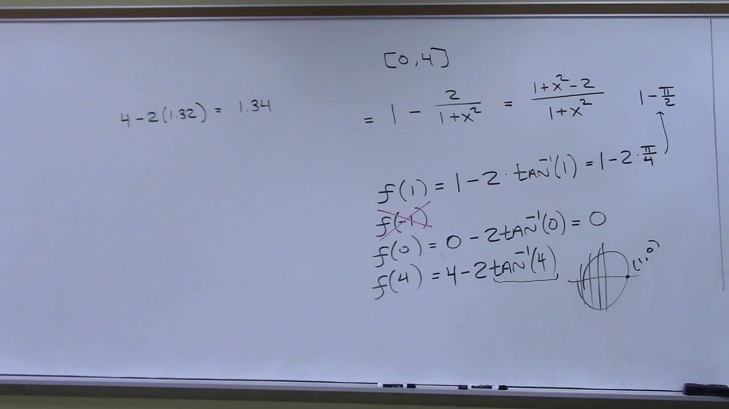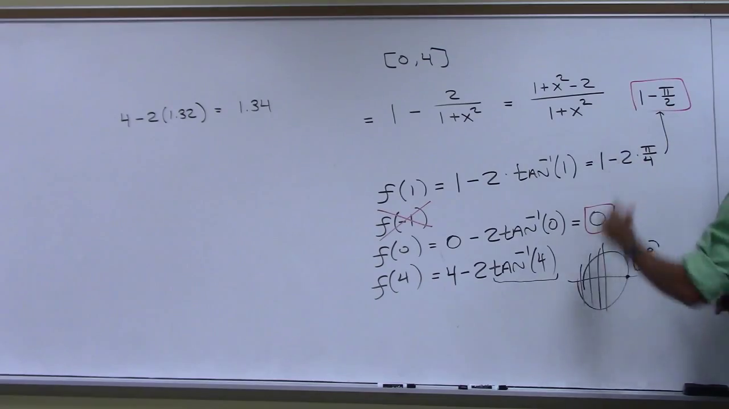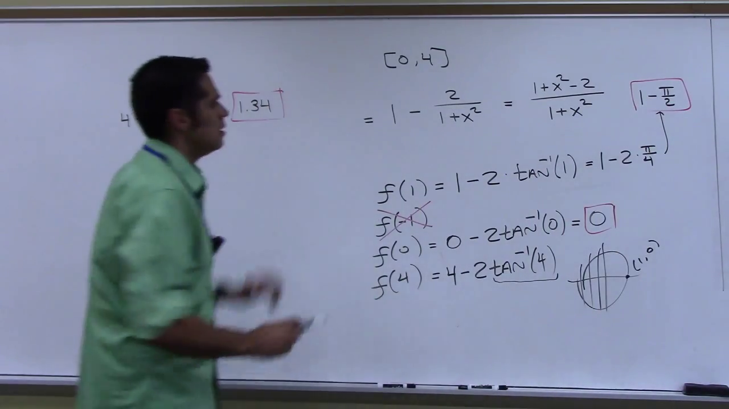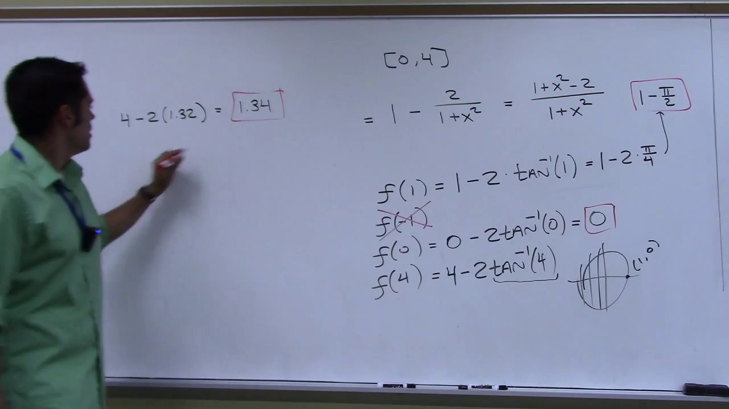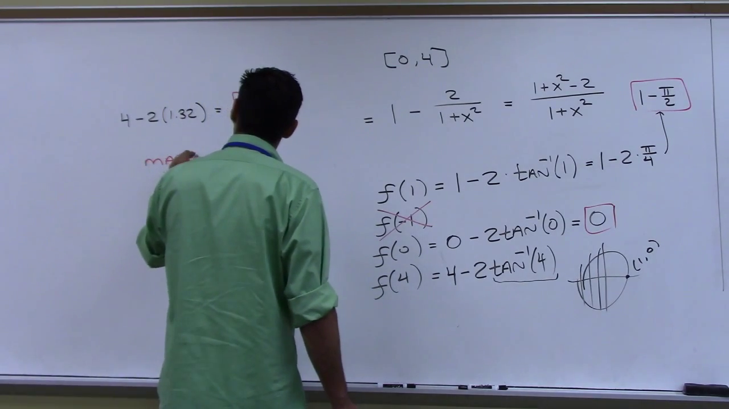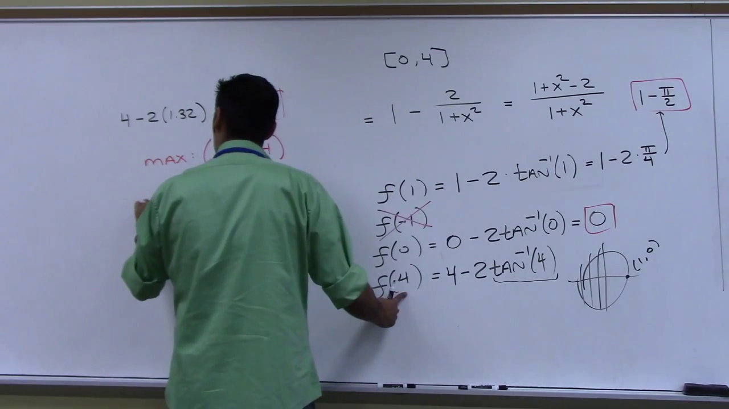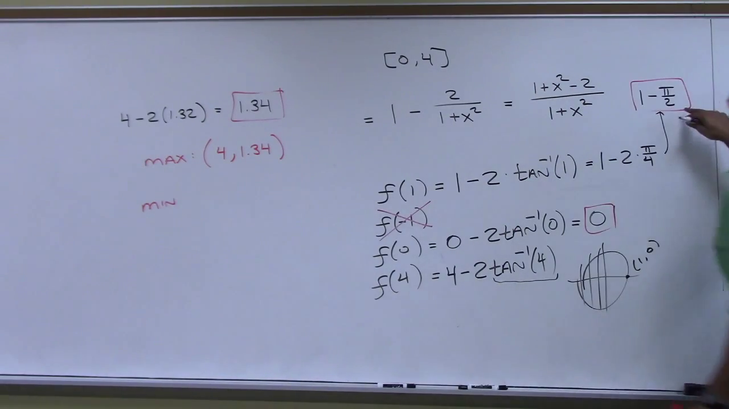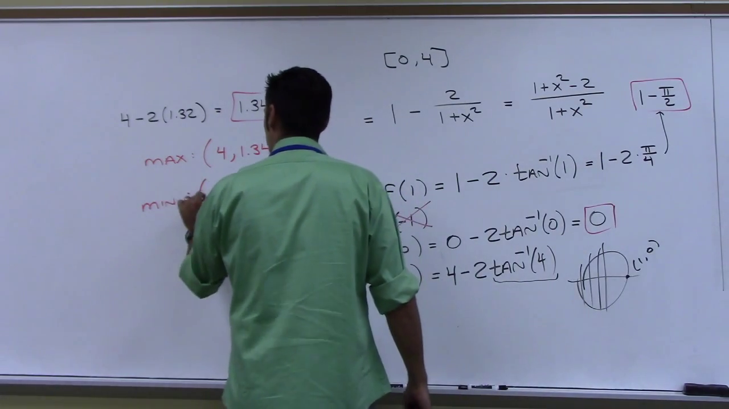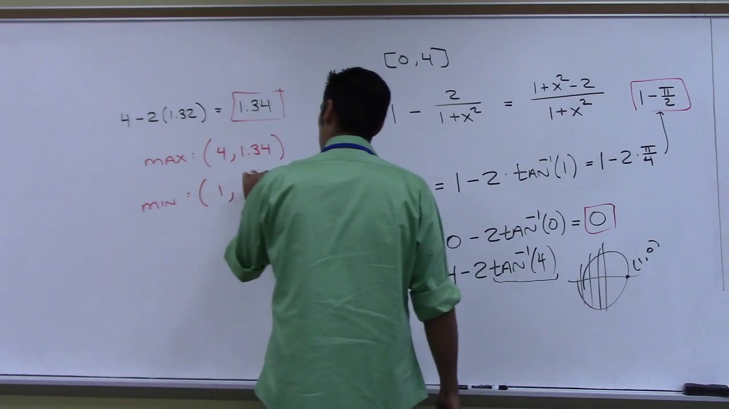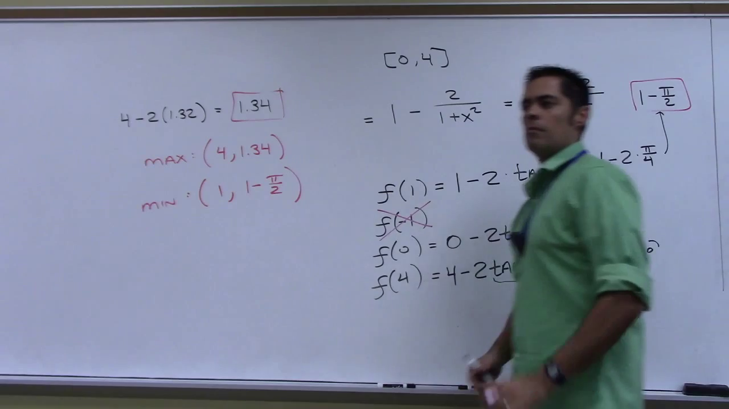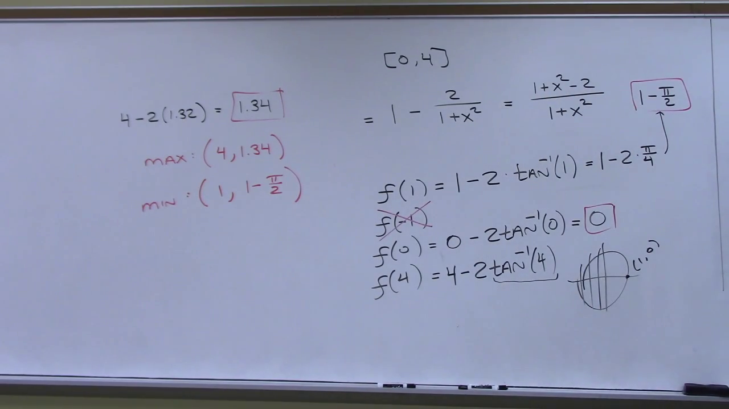So where do we have a maximum? Well, the things we're getting out are 0, 1 minus pi over 2, and 1.34. So this is the max, right? So you get a max. It's happening at 4, 1.34. And you have a minimum, which is happening at this one right here, 1 minus pi over 2, which turns out to be whatever that is, decimal-wise. I'm just going to leave it as an exact number, 1 minus pi over 2, which would be acceptable on a test.